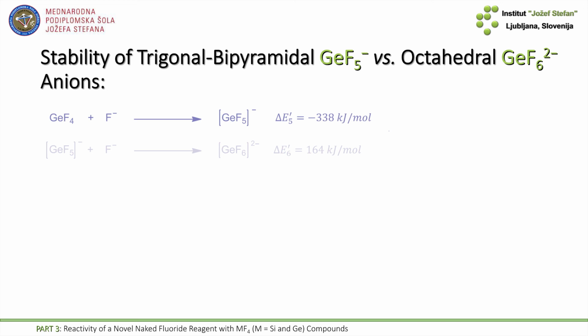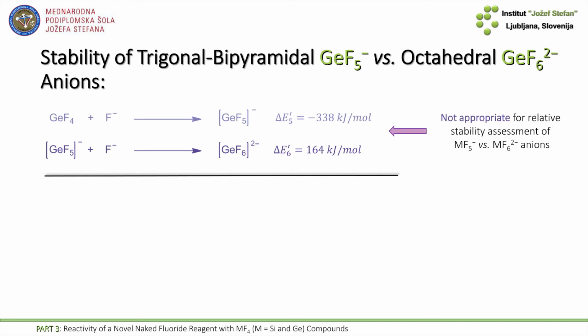And if you then calculate the total energy of this system, you see that the product is favored against the reactants by roughly 340 kilojoules per mole. And you can then calculate the next step, so addition of another fluoride to pentafluoridogermanate anion to form hexafluoridogermanate anion. However, if you take a look, this one is disfavored to the reactants. And so this model does not appropriately address the empirical data and the observed structures.